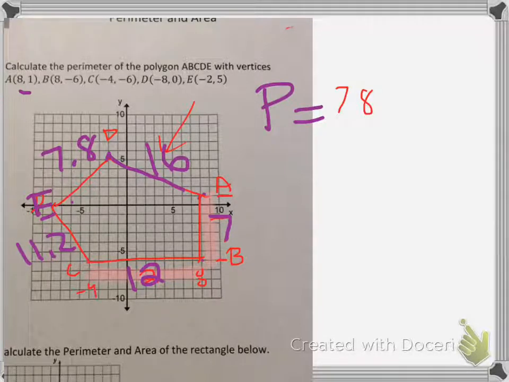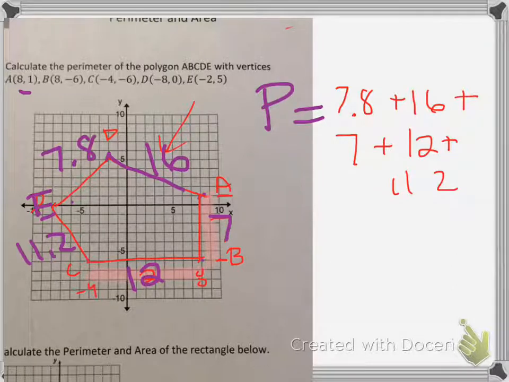I'm going to do 7.8 plus 16 plus 7 plus 12 plus 11.2, and add all of those together to get my perimeter. So 7.8 plus 16 plus 7 plus 12 plus 11.2. And when I do that, I get that my perimeter is 54.